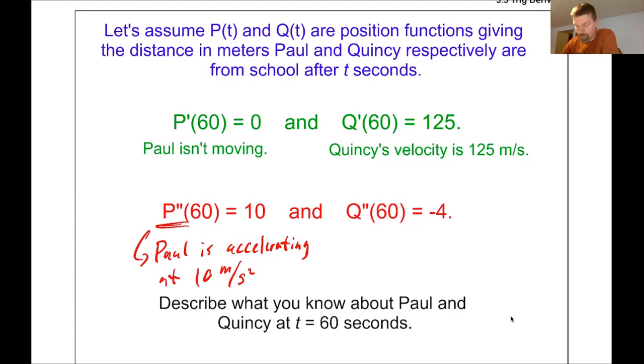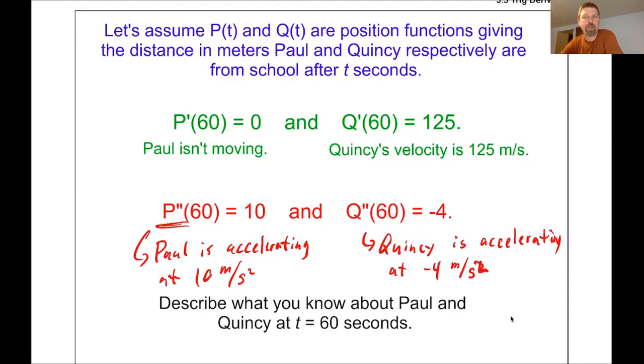Quincy's acceleration is negative though. Quincy's accelerating at -4 meters per second squared. Since he was having a positive velocity, but his acceleration is negative, he must be slowing down. Now it doesn't look like he's slowing down by much yet. So maybe he just took his foot off the pedal. Maybe he just started pressing the brake. We don't know, but we definitely know he's slowing down.